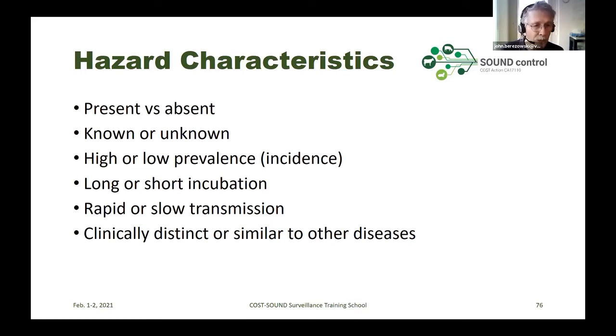Whether transmission is rapid or slow. Again, Johne's is a good example where it's maternally transmitted and there's little transmission between adults, so you design your surveillance system around that. And also whether it's clinically distinct or similar to other diseases. If it's clinically distinct, that gives you a distinct advantage because then farmers will be able to recognize it, veterinarians will be able to recognize it, as will pathologists.